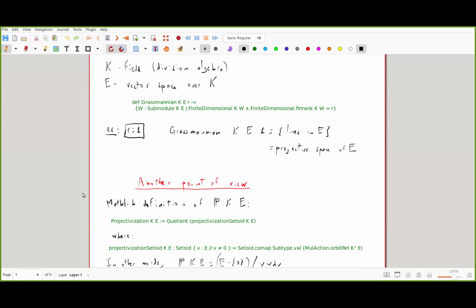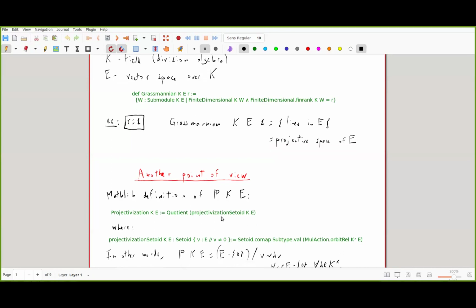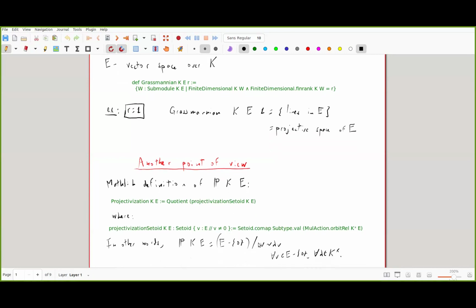It's actually what is called projectivization now, and it's defined as a quotient. It's a quotient of a setoid, and a setoid is where you take non-zero vectors in E, and the equivalence relation is that you can take a non-zero vector and multiply it by a non-zero scalar. In mathematical terms, projective space is just E minus 0 divided by this relation. You can do Grassmannians the same way if you want.